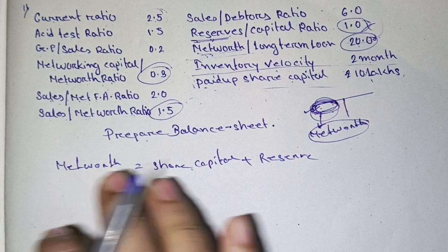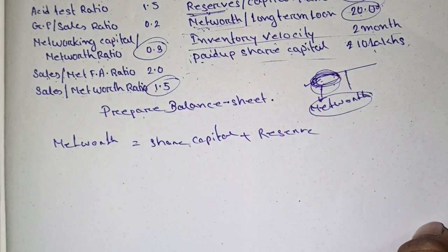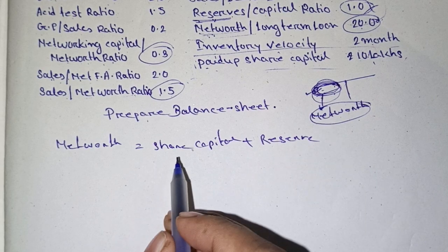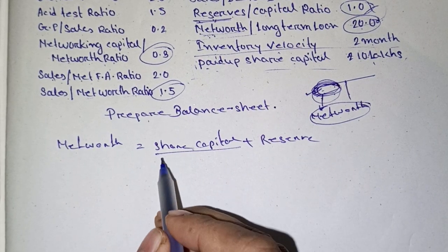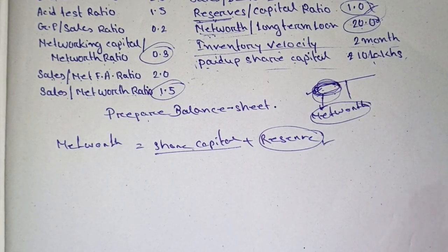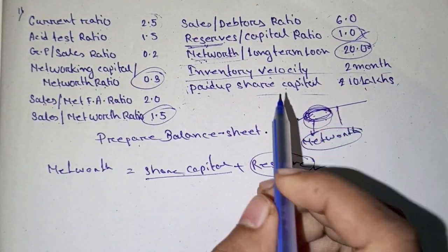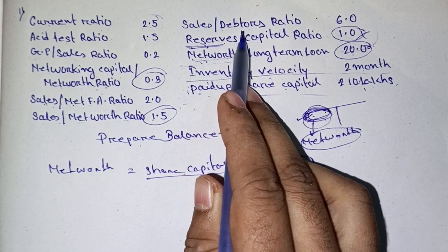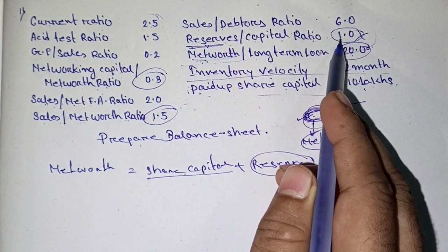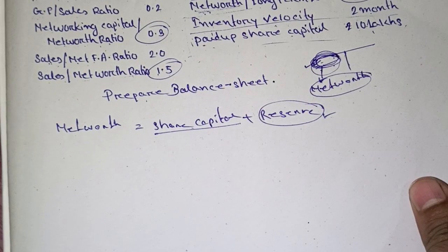This is called net worth. Okay, then we know our share capital, but we don't know what our reserve is, so we have to find out the reserve in this question. You can see the reserve by capital ratio is 1. So what is the meaning of it?